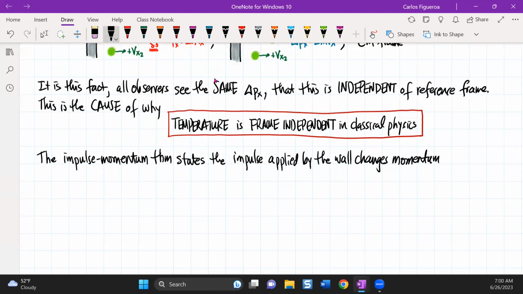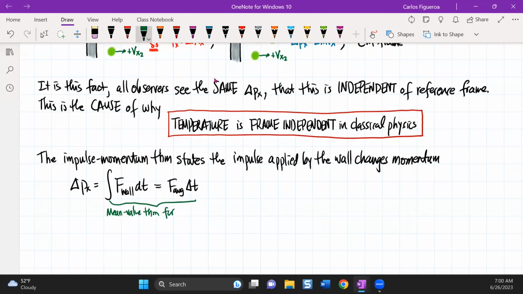So if I look at this, this is how we define it. The change in momentum is then going to be the force applied, or the impulse of the wall, or I can also write this using the mean value theorem for integrals. So there's two ways to write this. So this is the mean value theorem for integrals.